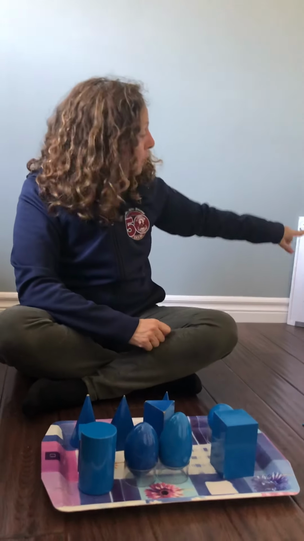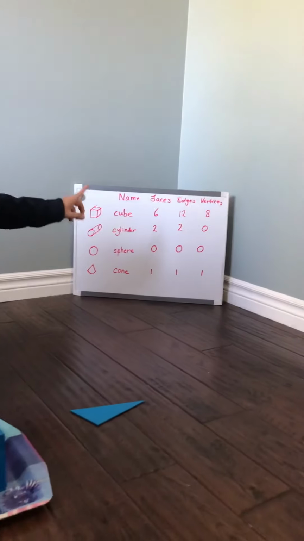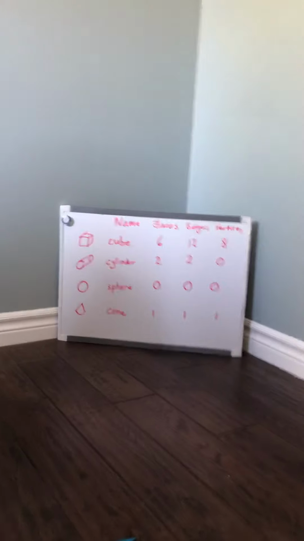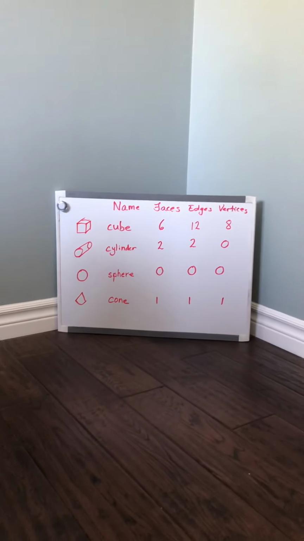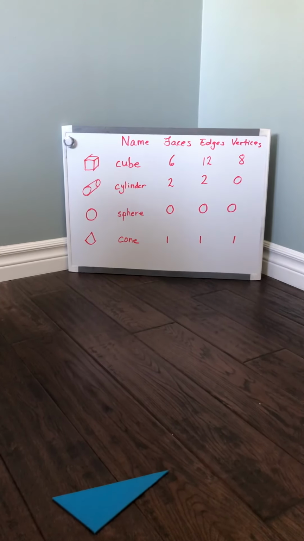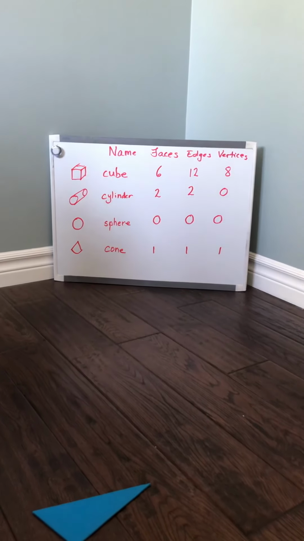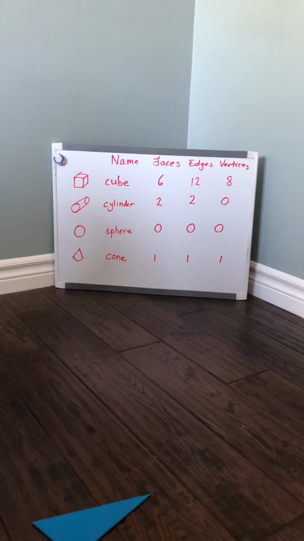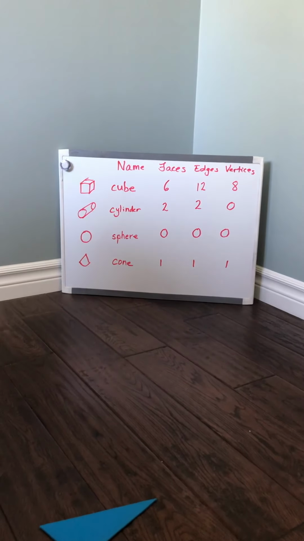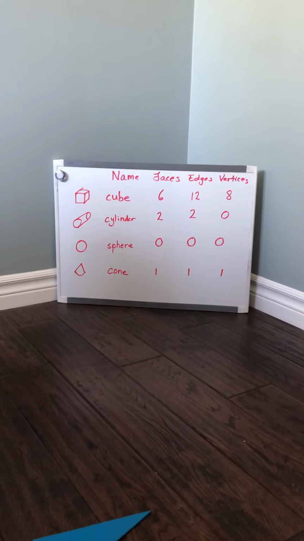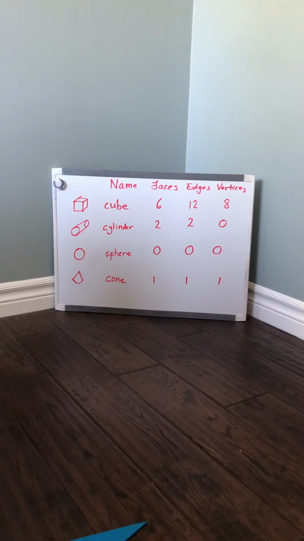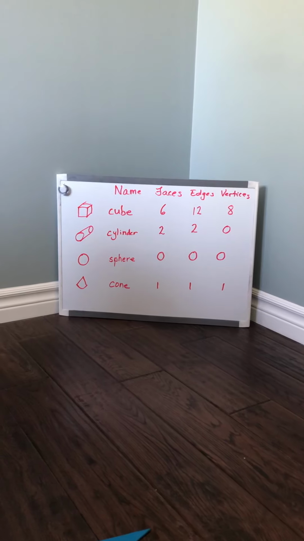We're going to stop it there. I just want to show you this chart because it is very similar to the sheet that I want you to fill out this week. You have to name the solid. You have to count the faces, count the edges, and count the vertices. Remember, the face is the flat surface. The edge could be a straight edge or it could be a curved edge. And a vertex is the corner, or if it's more than one, we call them vertices.